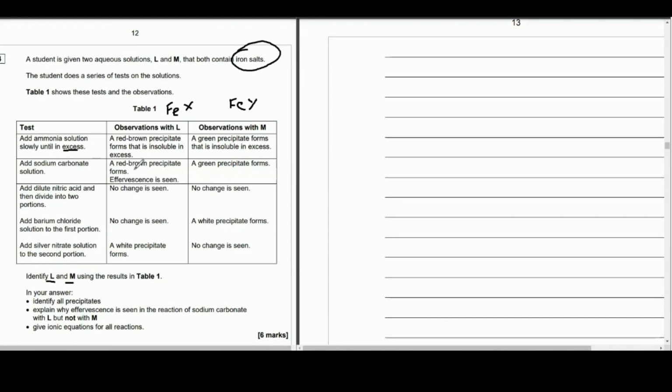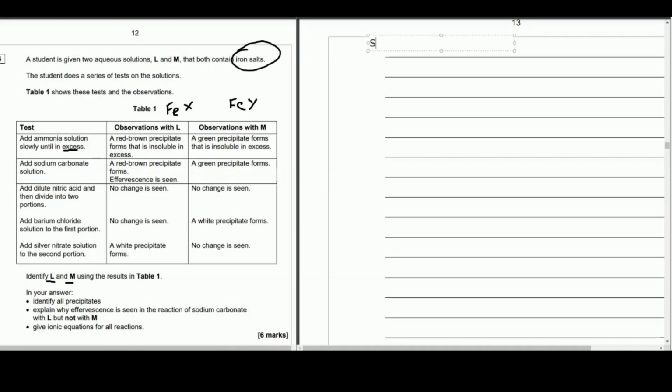And then the silver nitrate test, what does that test for? Because that made a white precipitate with L, but not with M. And then the answer to the question needs to be broken down into: identify all the precipitates formed in these tests. That's going to pick you up some marks.